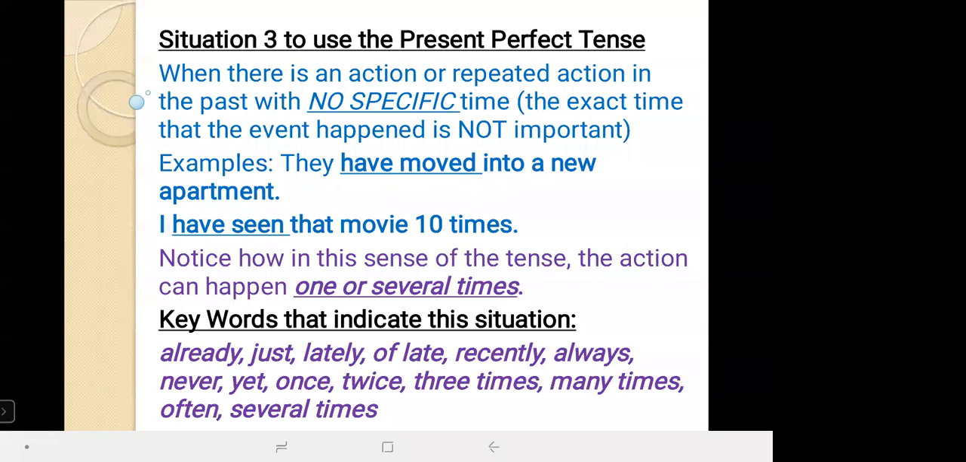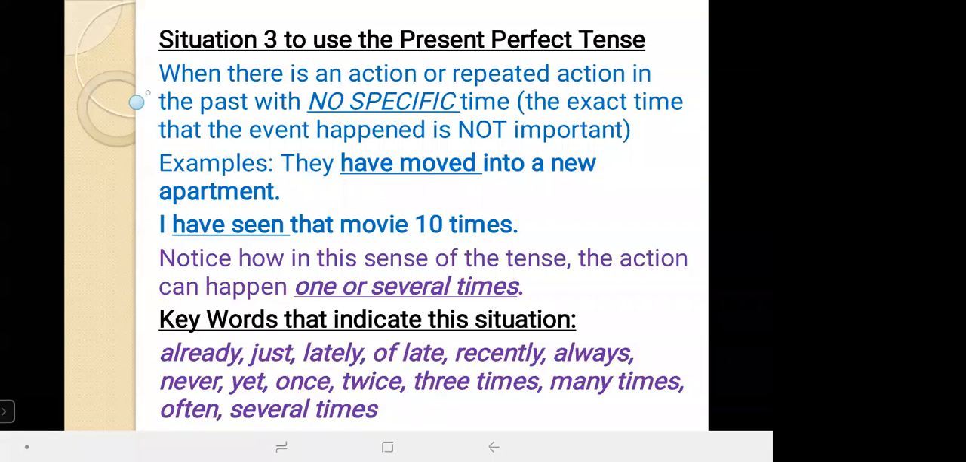For example, when your friend tells you, let's share this food with me, you say, I have already eaten my lunch. And this person is not worried about when you ate. What worries him is if you have eaten or not. So you say, I have already eaten my lunch. I have just eaten my lunch. I haven't seen her lately.